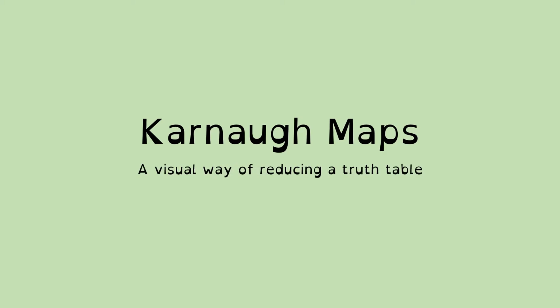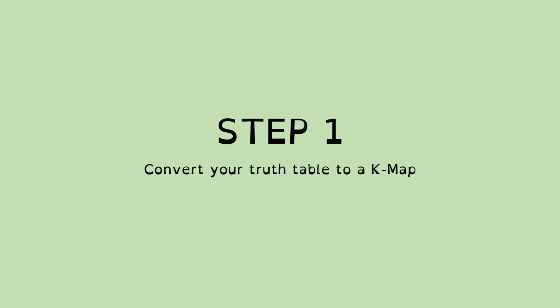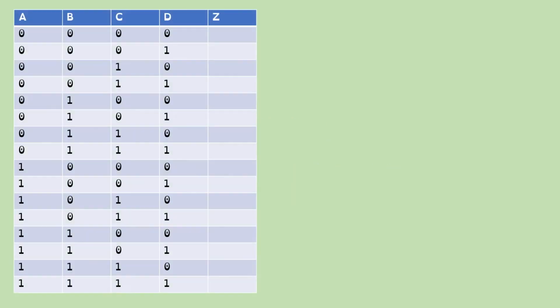Effectively, it's a visual way of reducing a truth table. You start by going from the truth table to a different kind of representation of the same thing, which is the K-map or the Karnaugh map. So it is just a different way of displaying exactly the same information. It's just ordering it differently in a different kind of table. So here's a truth table. I've not actually filled in any values here.